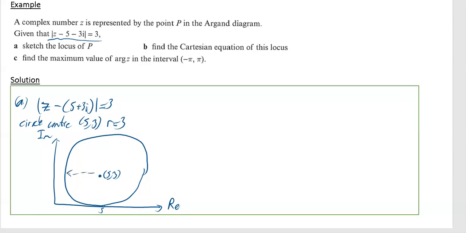That's only going to be 3 is my radius. So that's 3 down to here as well. Okay, now use your imagination as if that's a circle, please. Okay, part B says find a Cartesian equation of this locus.